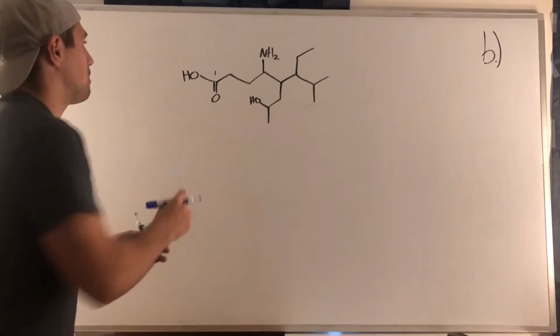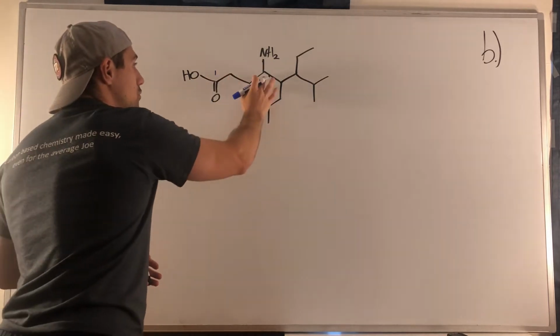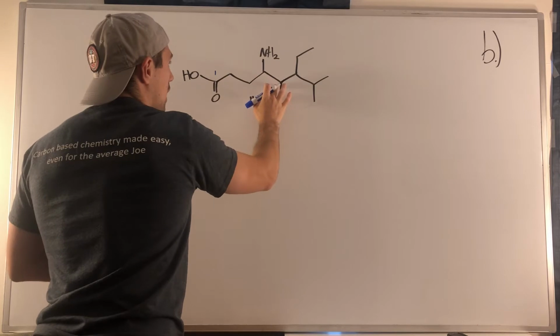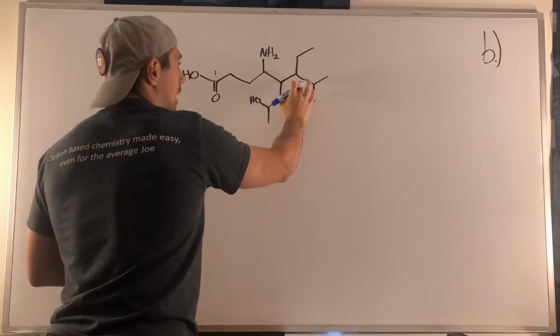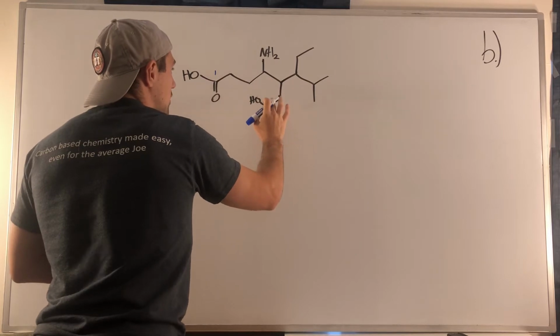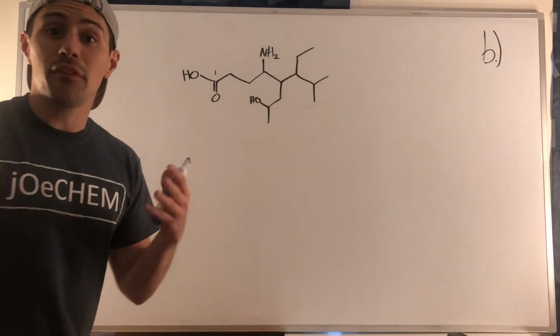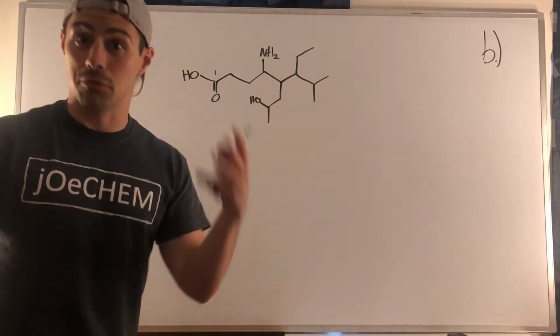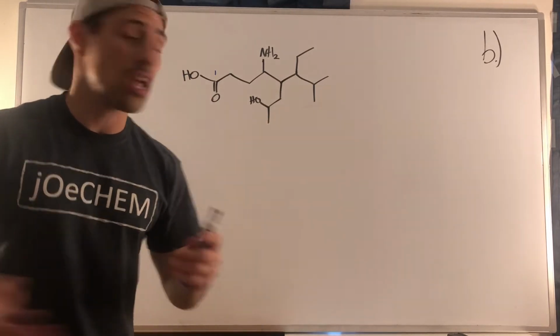So let's go ahead and do that. 1, 2, 3, 4, 5, 6, 7, 8. And again, that would also be 7, 8. 1, 2, 3, 4, 5, 6, 7, 8. So we have a few ties, and we need to figure out where the branching will help us break this tie and determine our parent chain.